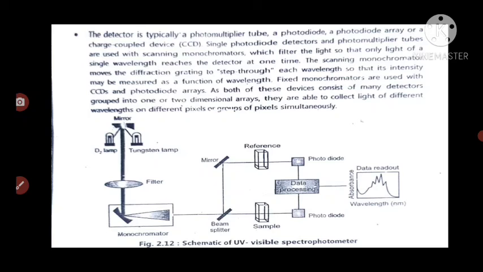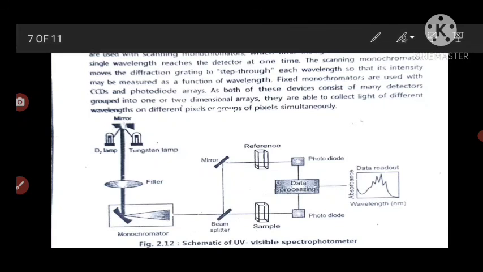So see in this figure the arrangement of the UV visible spectrometer, which consists of the mirror, D2 lamp, tungsten lamp, monochromator, and the beam splitter here. The beam splitter is used, and this beam passes through the mirror to the reference or the sample of the material, and the data is analyzed by data processing for this CCD.